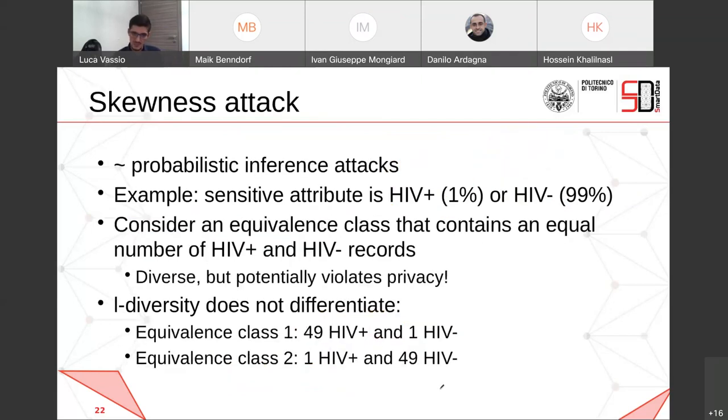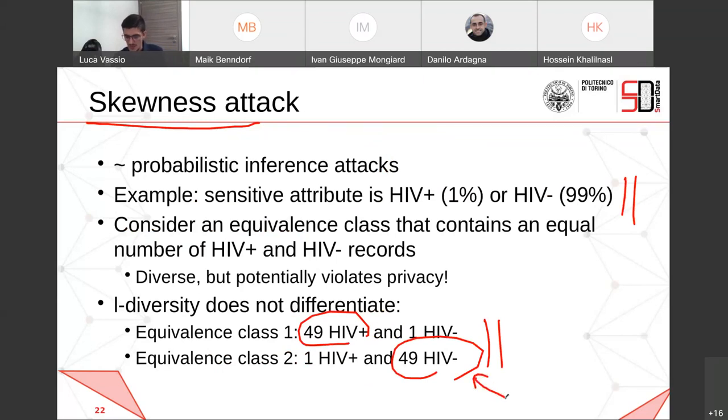And then we see the skewness attack that we just showed you previously in the example, which is the same thing as a probabilistic inference attack. So if you know a distribution a priori of HIV positive and negative, and then we end up with two classes, one with most of them HIV positive and one with most HIV negative, this one will be 2-diverse, but it will not leak anything. This one will be 2-diverse, but will leak a lot of information, because almost all of these will be HIV positive. And so your posterior probability will increase a lot.